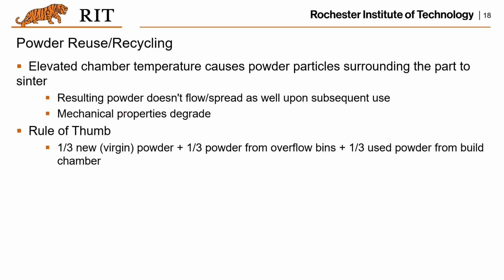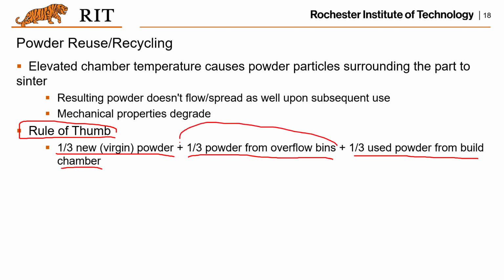So considering that, when you reuse the powder, you usually want to follow this rule of thumb. That means you use 1/3 new powder, meaning never used in the process, another 1/3 powder from the overflow bin, and another 1/3 used powder from the build chambers. And you might ask, what is this? So basically, let's look at the process.